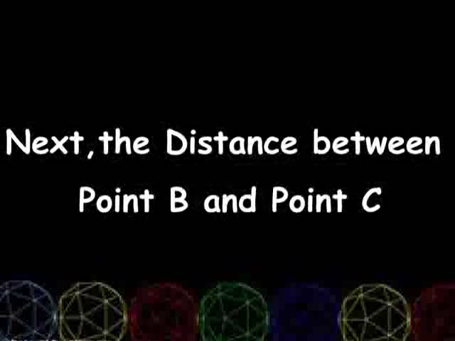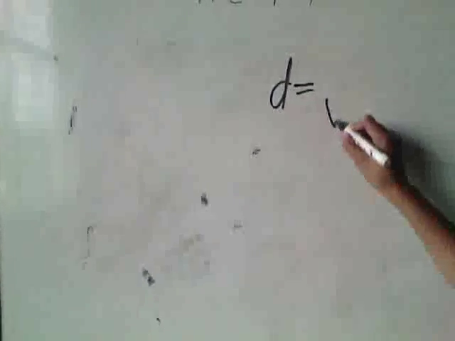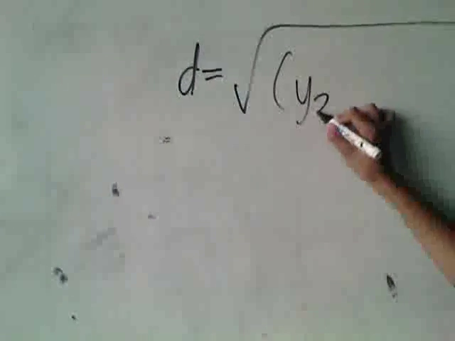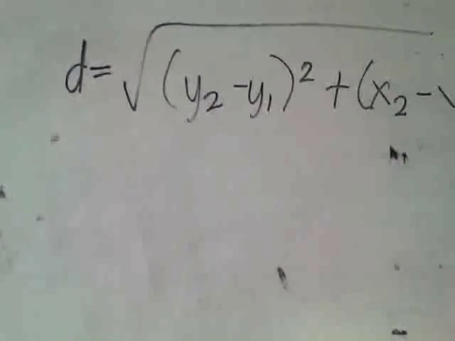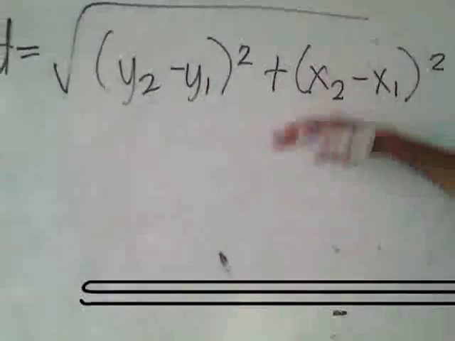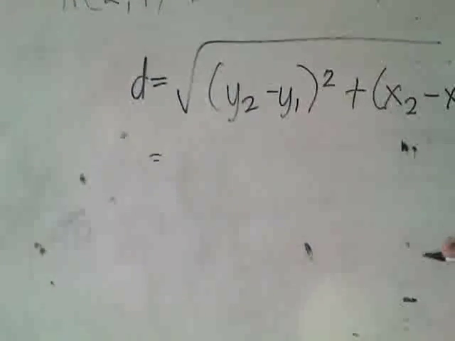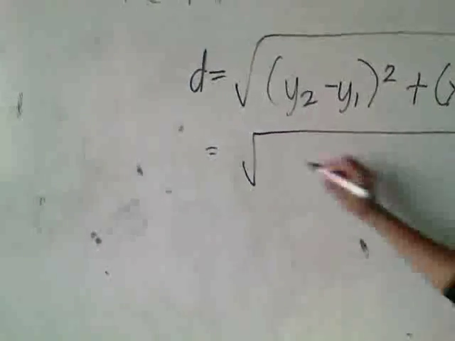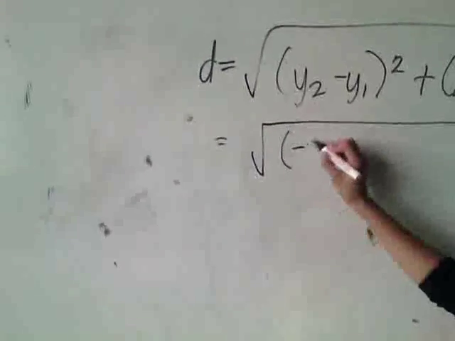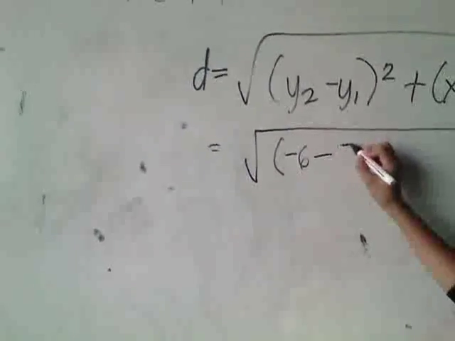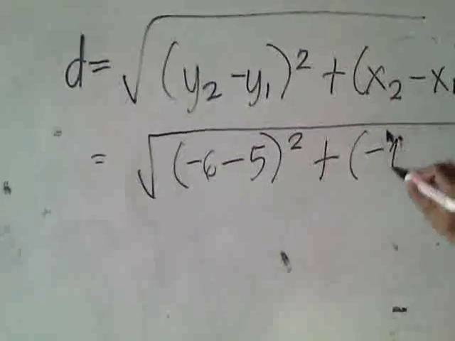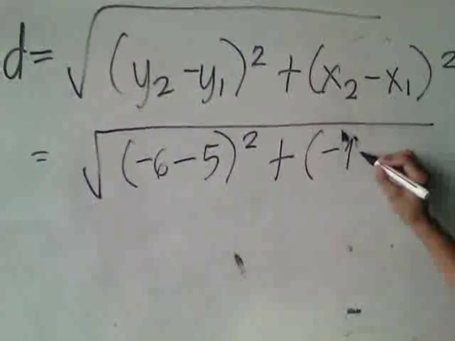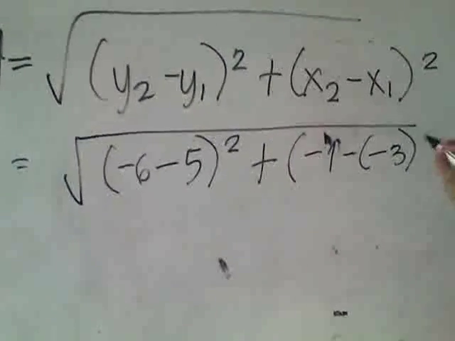Point B and C. So, the formula is d equals the square root of (y sub 2 minus y sub 1) squared plus (x sub 2 minus x sub 1) squared. So, we substitute the points in this formula. The square root of y sub 2 is negative 6 and y sub 1 is 5, squared, plus x sub 2 is negative 1 and x sub 1 is negative 3, so minus negative 3, squared.